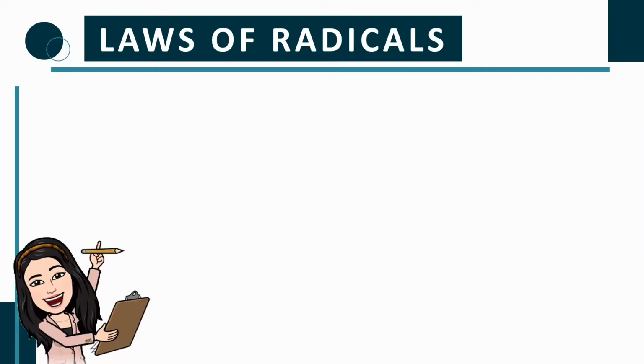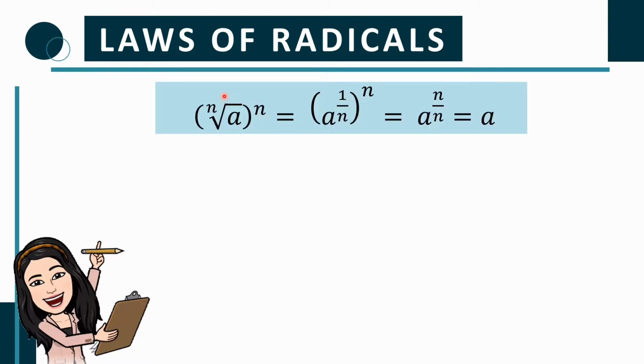This time, let us discuss the laws of radicals or radical expression. We have here nth root of a raised to the power of n is equal to a raised to 1 over n to the power of n. And that is equal to a raised to n over n is equal to a. So therefore pala, kapag ang index at yung exponent natin ay parehas na number, yung n or n, kung ito ay 2, yun ay 2. Kung ito ay 3, yun ay 3. Magiging equal lang pala siya sa a, or we just need to copy the radicand.